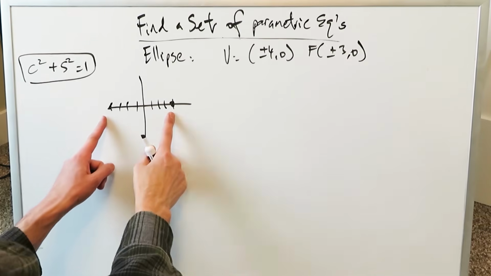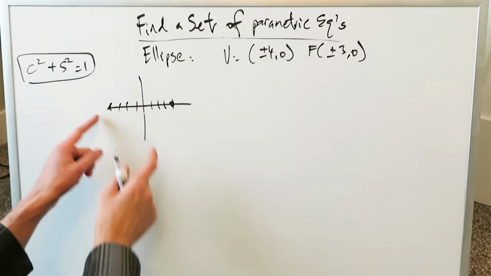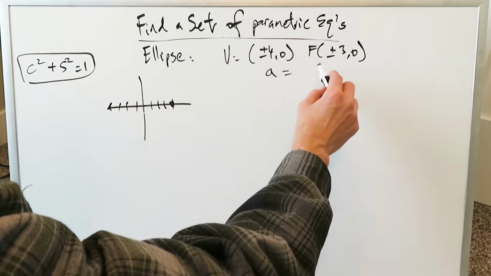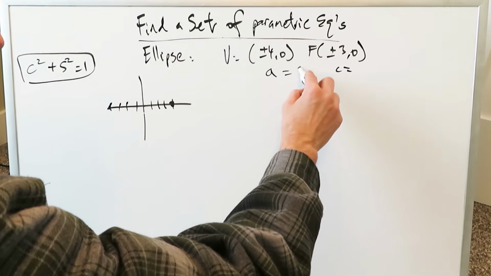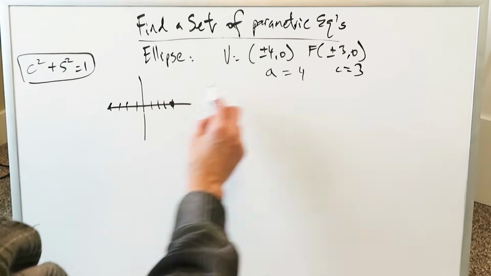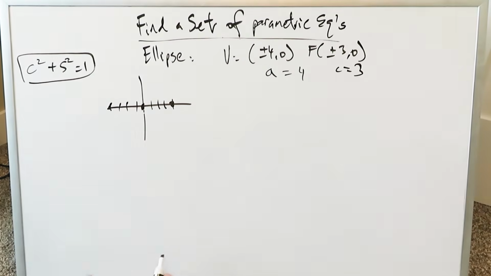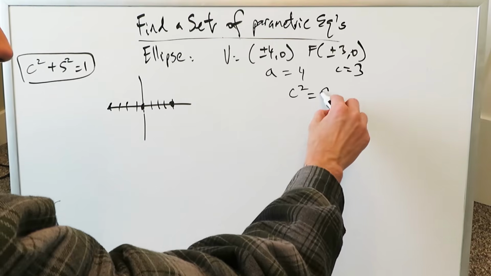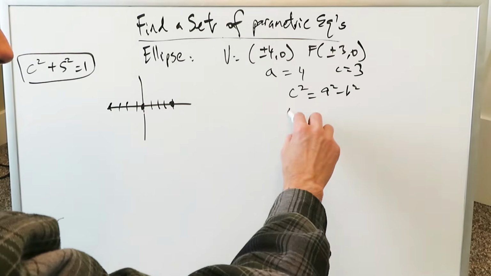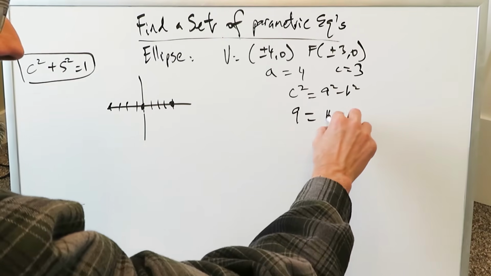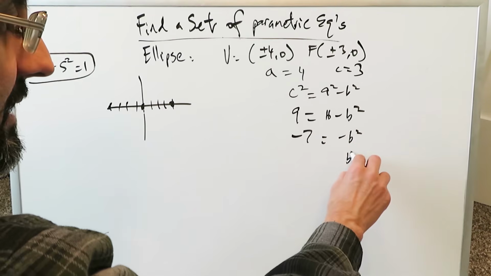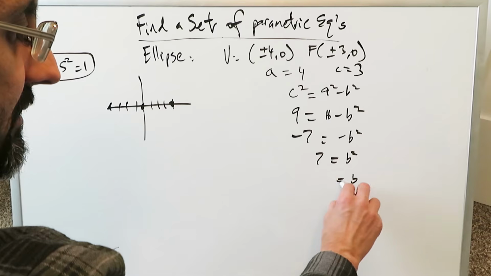If the vertices are right over here and you know you're looking at a horizontally directed ellipse, you know the vertex values are associated with the a, the focal points with the c. Here you're looking at a 4, here you're looking at a 3, everything is centered around the origin. You have to find the b value, and b value is coming from c square is equal to a square minus b square. You'll have 9 is equal to 16 minus b square, so b square is equal to 7, and b is equal to root 7.